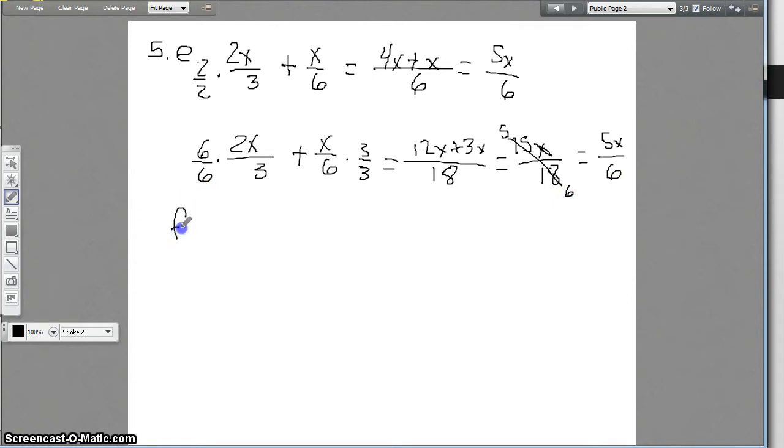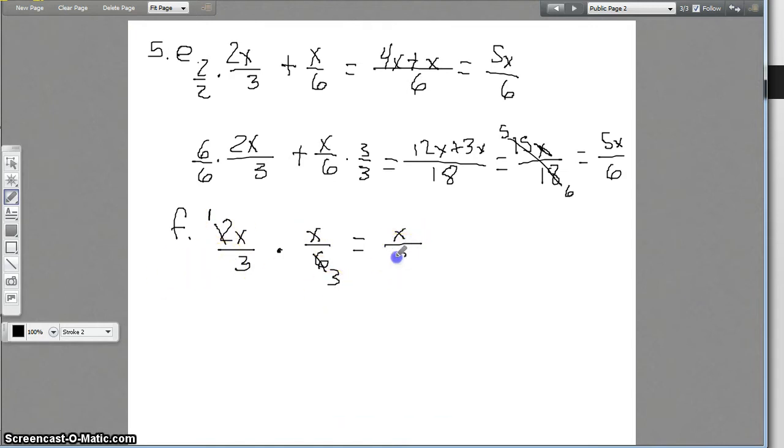Okay, so then we're going to do part F. Part F uses the same fractions, 2x over 3 and x over 6, but this time we're going to multiply instead of adding. So remember, when you multiply, what you look for is common factors in the numerator and denominator. And the only common factor I see is 2 and 6. So we can divide both of those by 2. 2 divided by 2 is 1. 6 divided by 2 is 3. And now we can multiply across our numerator. 1 times x is x.